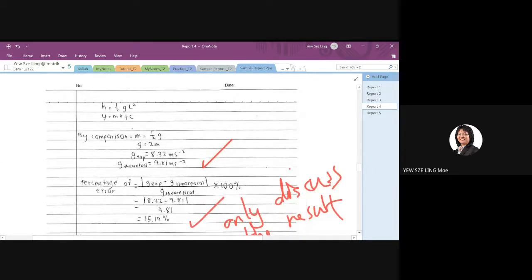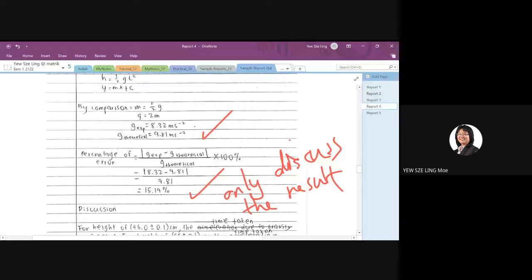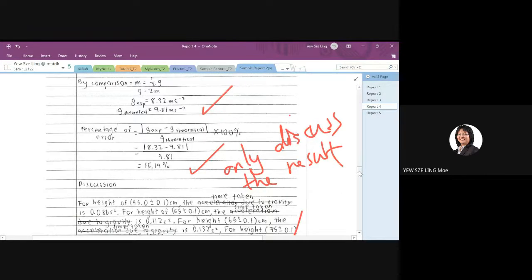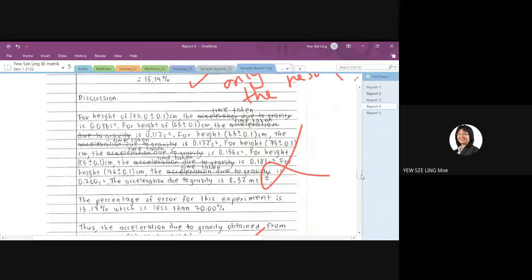So by comparison, you got m equals to half g, so you got the correct calculations. Okay, so you got 8.32, and then you calculate it, you got 15.19%. Okay, now this is the thing that I want to show you.